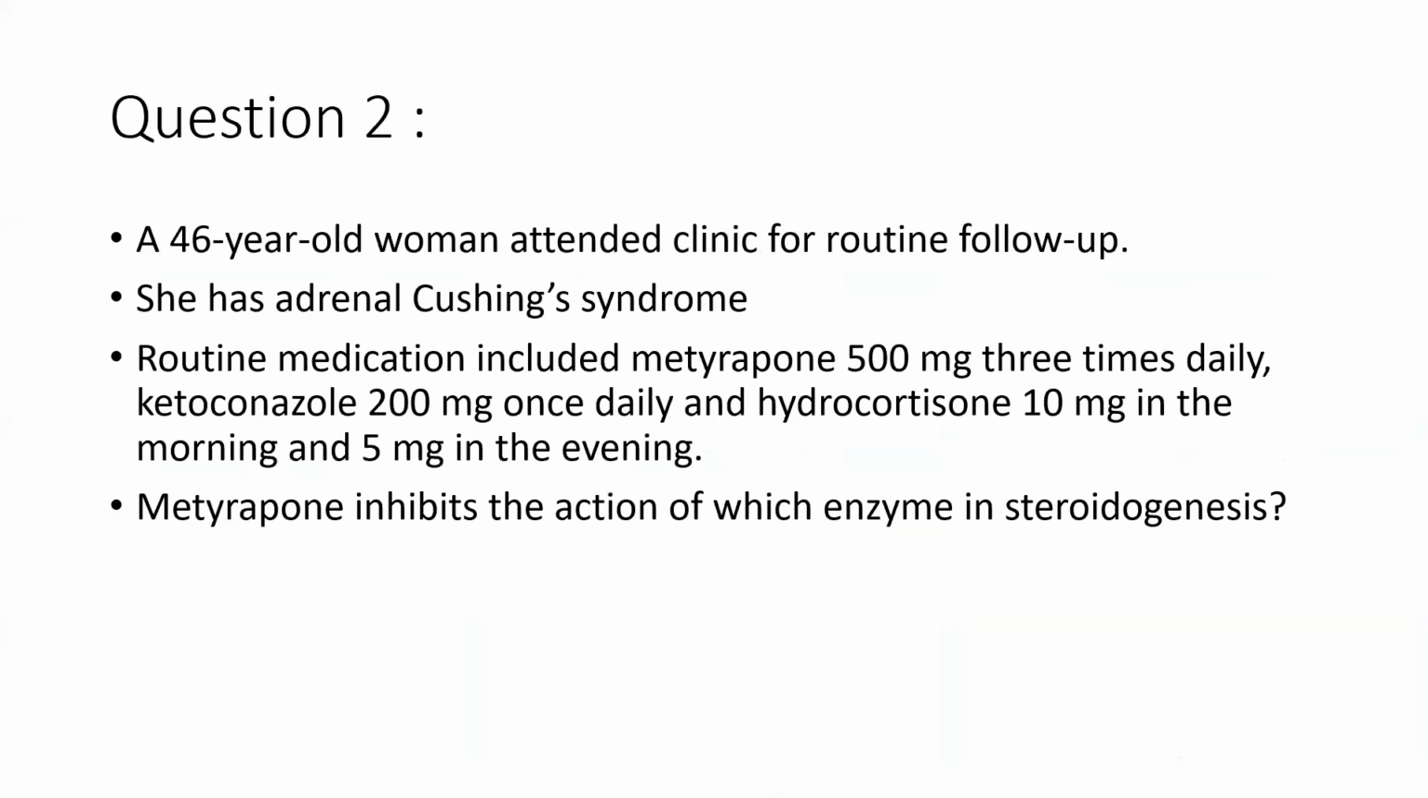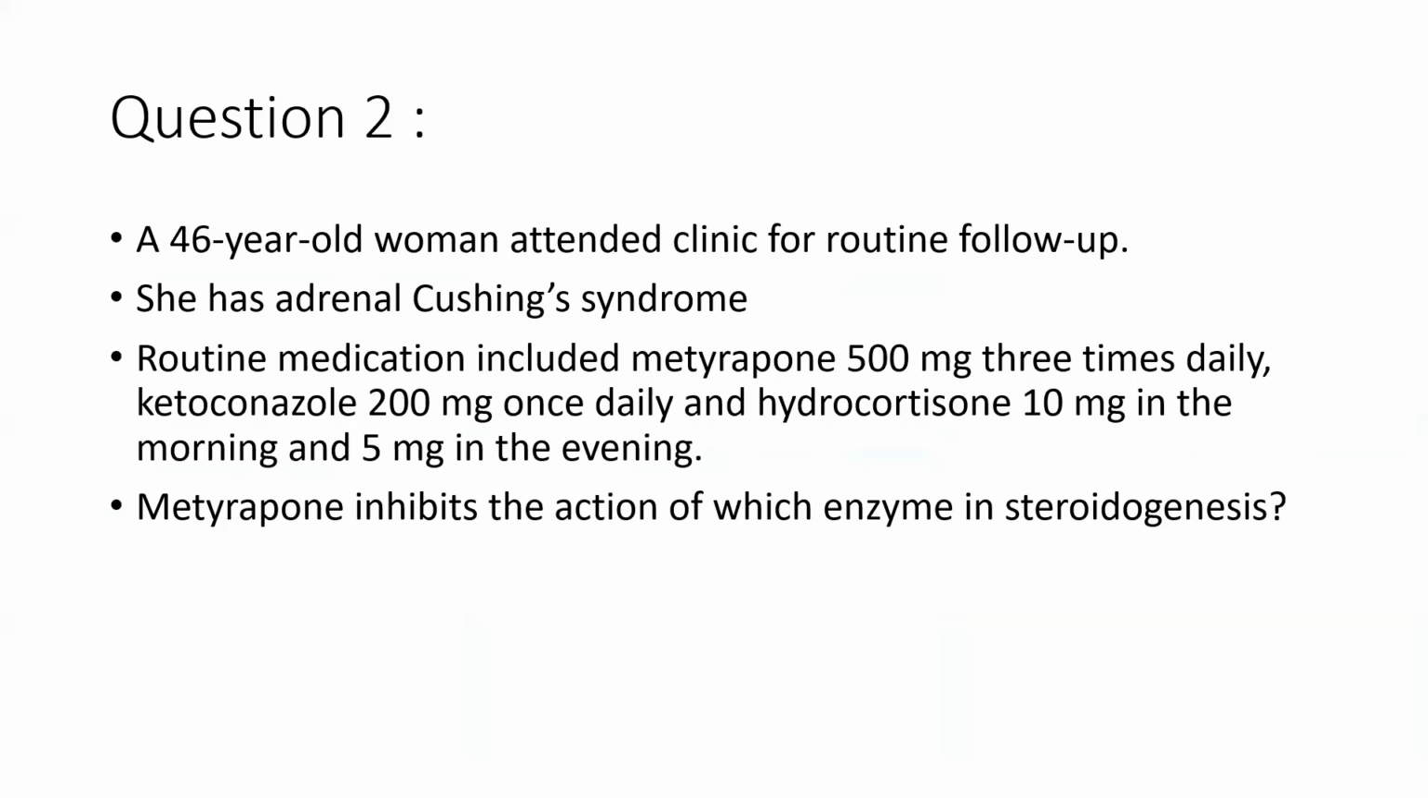Let's move on to question number 2. So we have a 46-year-old woman who has attended the clinic for routine follow-up. She is diagnosed with adrenal Cushing's syndrome. So routine medication includes metyrapone 500 mg 3 times a day, ketoconazole 200 mg once a day, and hydrocortisone 10 mg in the morning and 5 mg in the evening. Metyrapone inhibits the action of which enzyme in the steroid pathway?